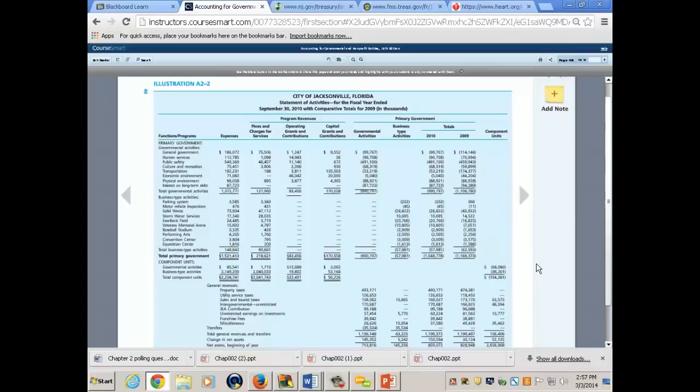First of all, what is the title of the statement? Statement of activities. Income statement. We don't call it income statement. What do we call that? Statement of activities. We don't call it profit and loss. Governments don't make profit. Okay? We call it what? Statement of activities.